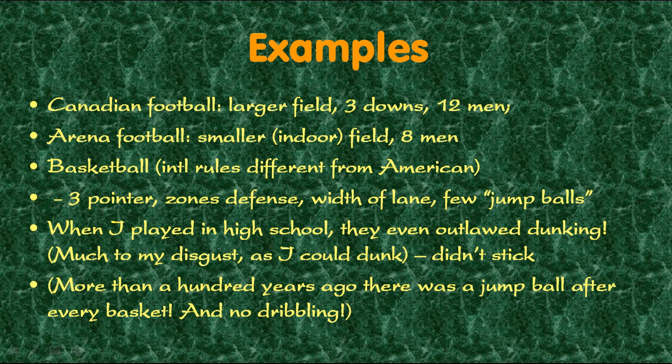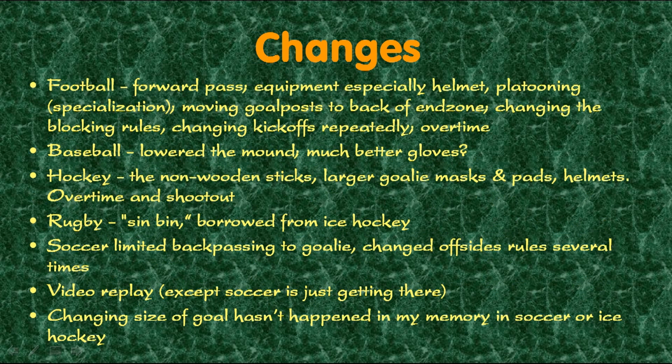But there have still been lots of changes, like the three-pointer, zone defenses, at some point being outlawed but now accepted. The width of the lane was changed a great deal. It was once very narrow. And we've reduced the number of jump balls. When I played in high school, the laws of basketball even outlawed dunking, much to my disgust, because I could dunk, but that didn't stick. Of course, more than 100 years ago, there was a jump ball after every basket, and there was no dribbling in original basketball. So it's changed quite a lot.